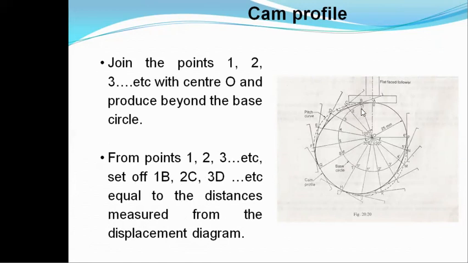That means 1B, 2C, and then 3D, 4E, 5F, etc. and also 6G and 0 dash H, 1 dash, etc. We have to complete this.